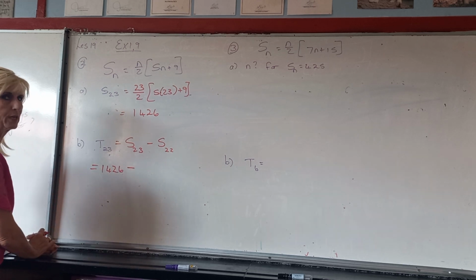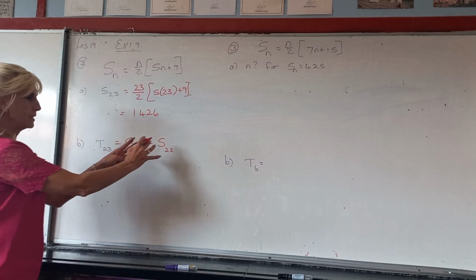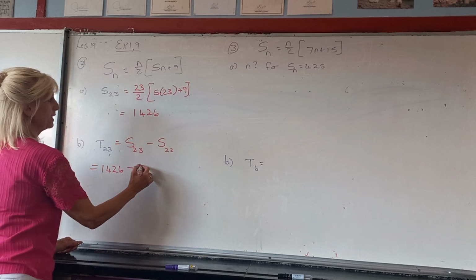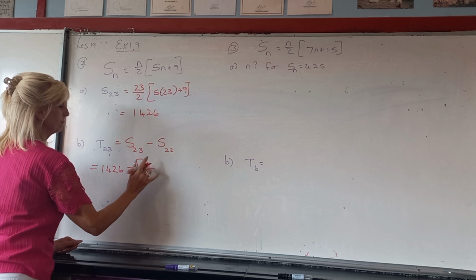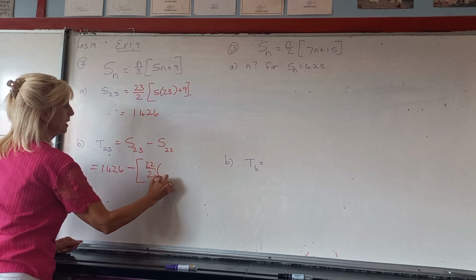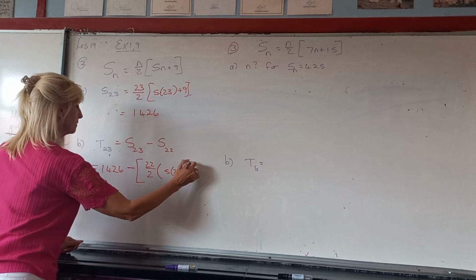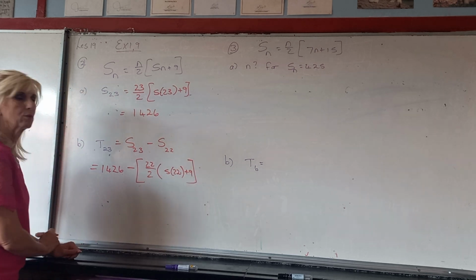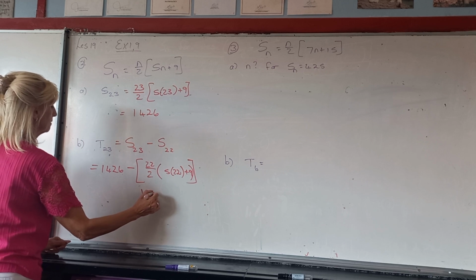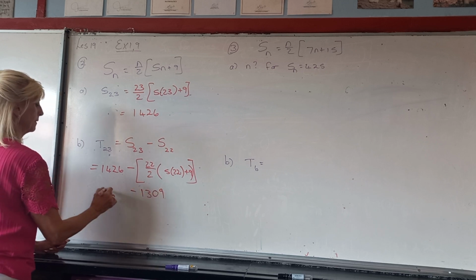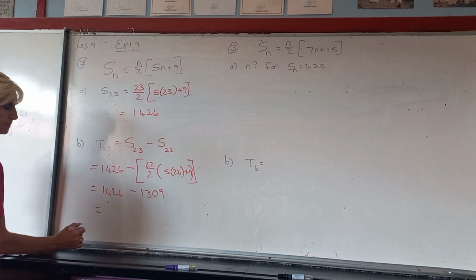But to find the sum of 22, did you do it the exact same way that I did it? I'm sure you didn't. You went and did your S22 on its own. And for the S22, it would be 22 over 2 times 5 times 22 plus 9. That will give me an answer of 1309, which I subtract from 1426 and that gives me 117.